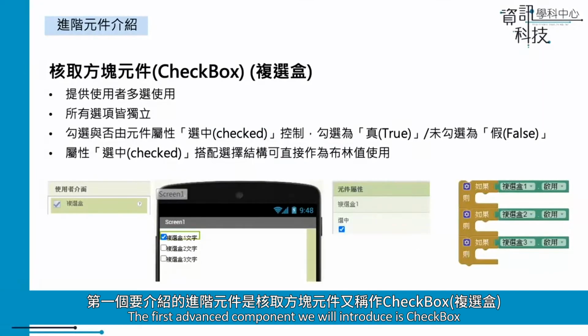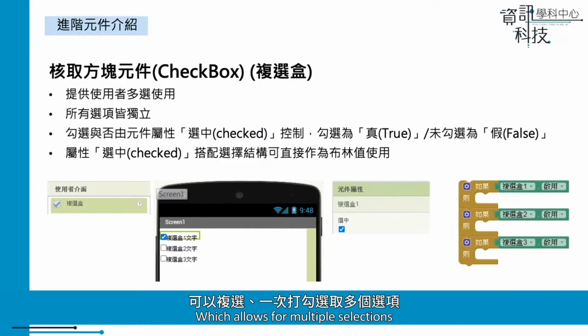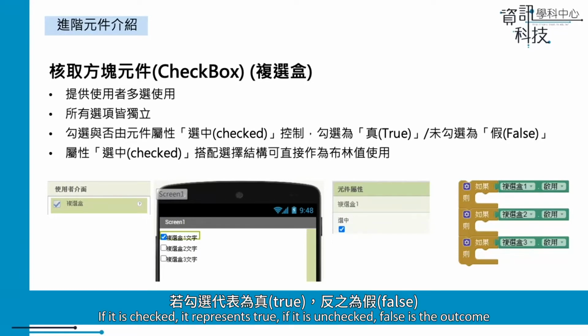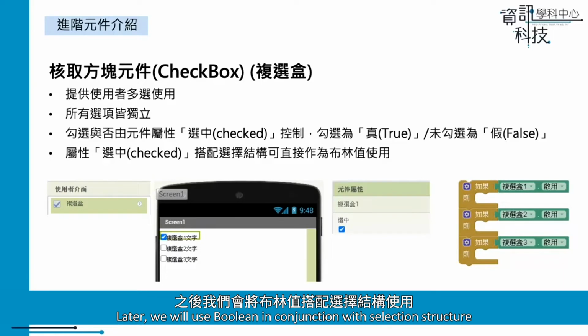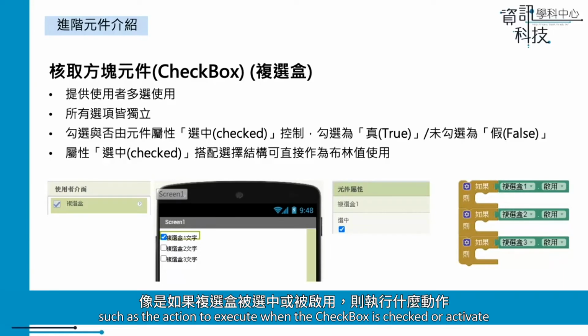The first advanced component we will introduce is Checkbox, which allows for multiple selections, enabling the user to check independently. Note: to check the box, you must check Checked in Properties instead of in Viewer. If it is checked, it represents true. If it is unchecked, false is the outcome. This true-false value is a Boolean data type. Later, we will use Boolean in conjunction with selection structure, such as the action to execute when the checkbox is checked or activated.